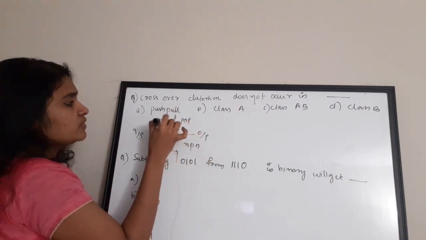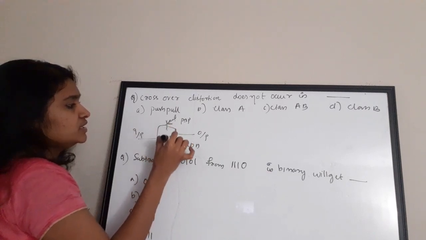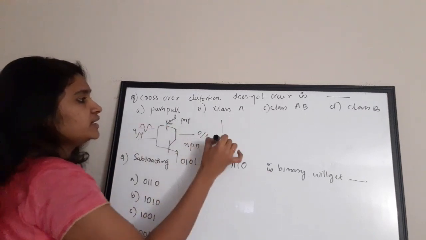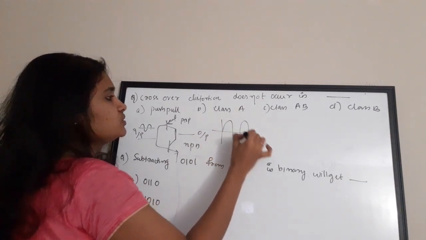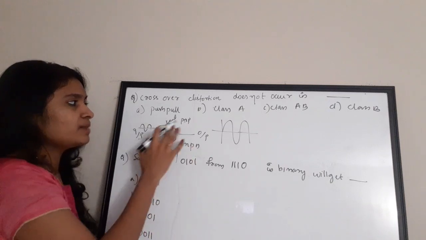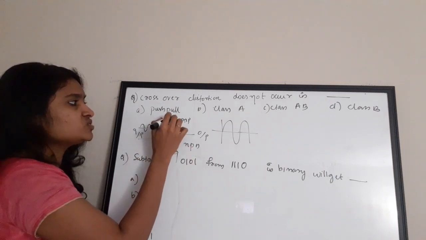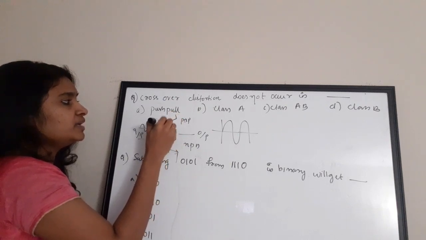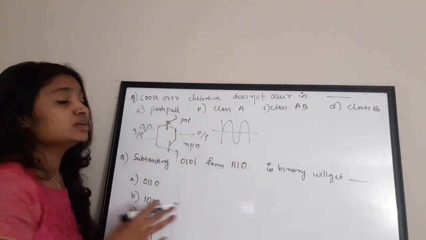Why do we use amplifiers actually? In order to amplify the signal. So if you give such a signal, you should get an amplified version, right? So this is your ideal or expected output. But what happens in these types of complementary amplifiers is that the output will not be exactly what we expect.